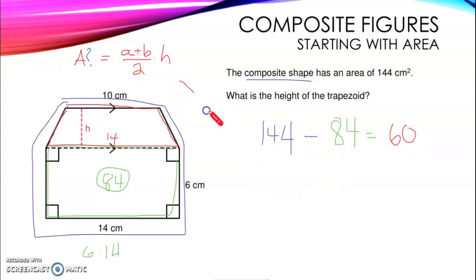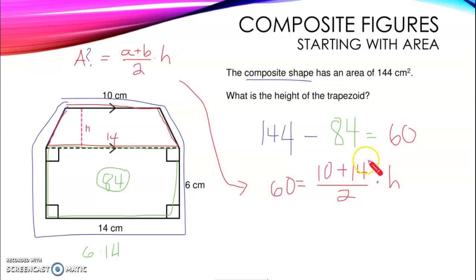We can plug that into this formula now. So area is 60, our A is 10 plus our B is 14, divided by 2. We don't know H, that's what we're trying to solve for. And this fraction is something that we can calculate out. We're going to do 10 plus 14 to get 24, divided by 2 is 12. So we have 60 equals 12H. I'm going to divide both sides by 12 and get 5 for our height.